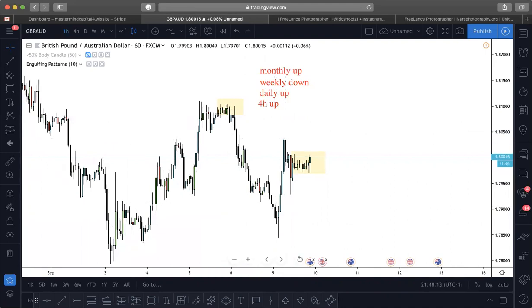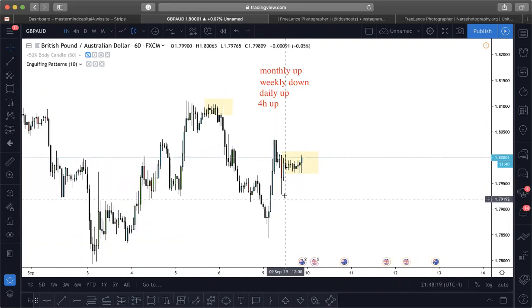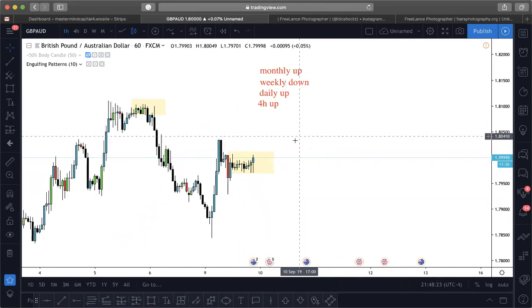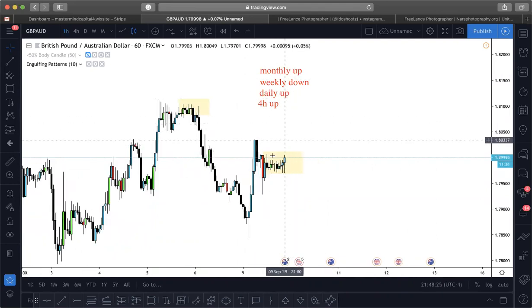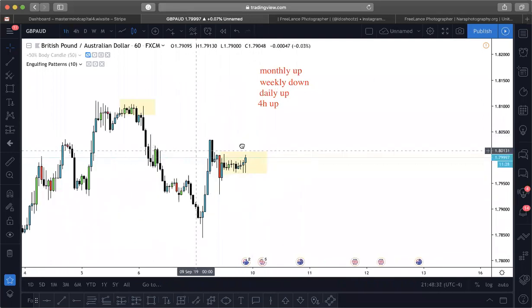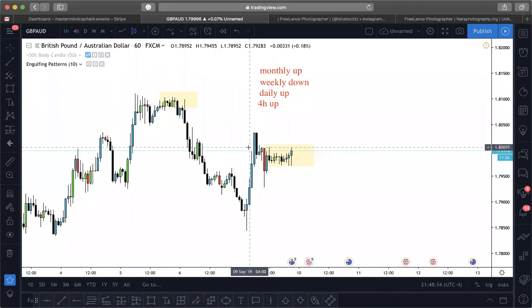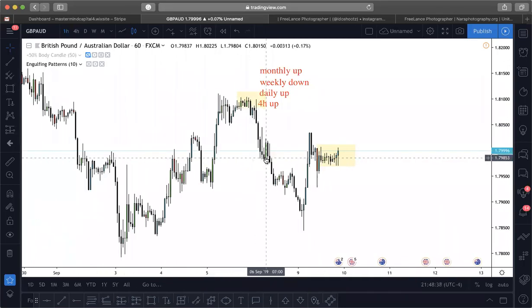So even though this is consolidation, we could consider this an uptrend. Well, we could consider it consolidation, sideways movement, right? But really and truly, it might be an uptrend. And I say might, because not all the time, sometimes you have to make sure.